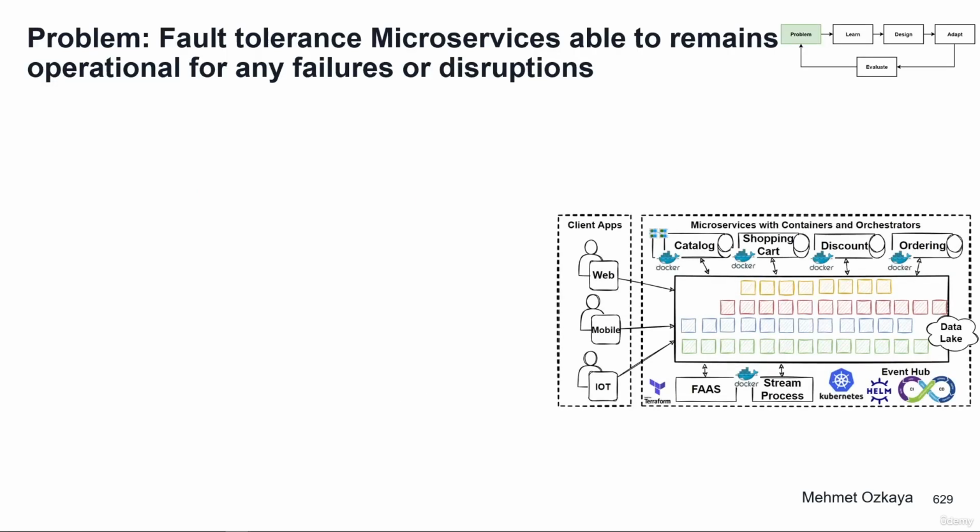So the problem is fault tolerance: microservices should be able to remain operational despite any failures or disruptions, and recover from the failures. So this is the pain point of our application, the fault tolerance of microservices, being able to remain operational for any failures or exceptions, and it should recover from the failures.